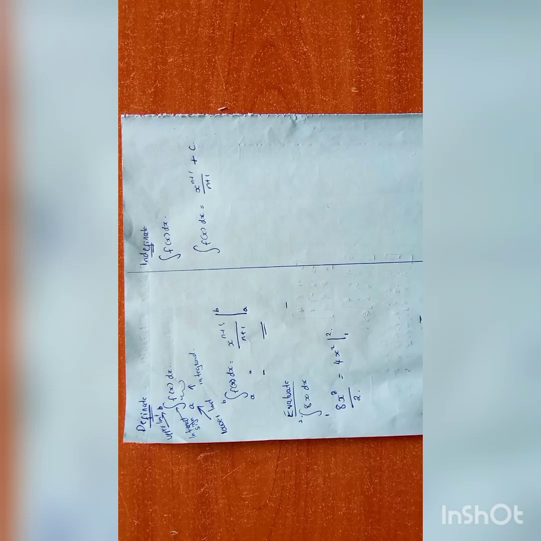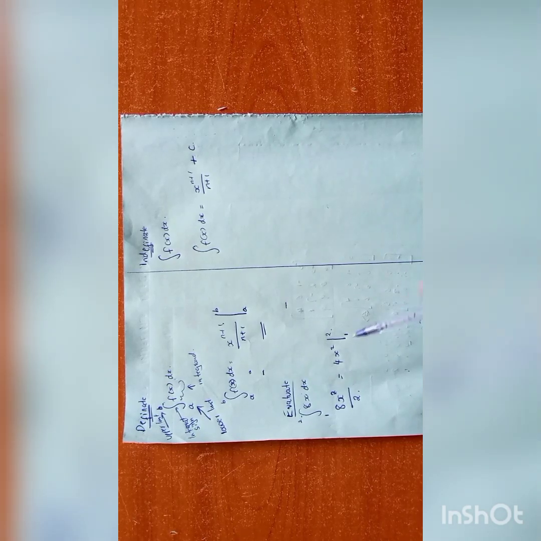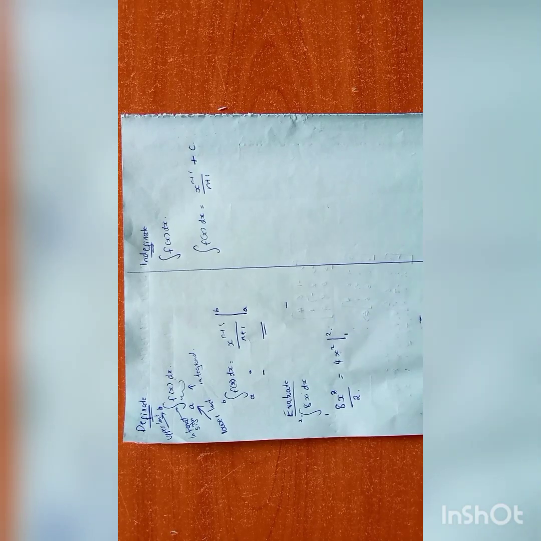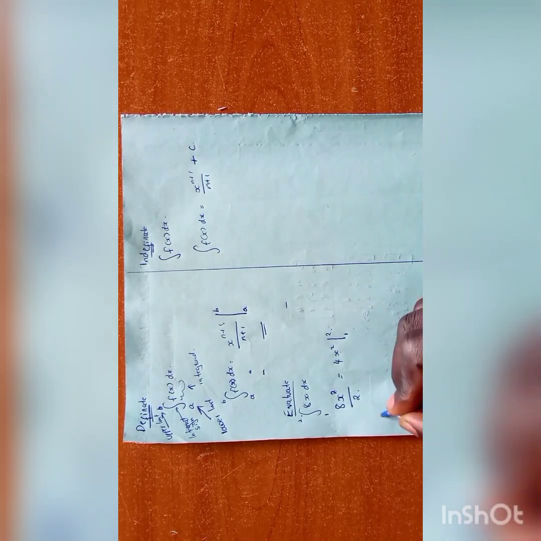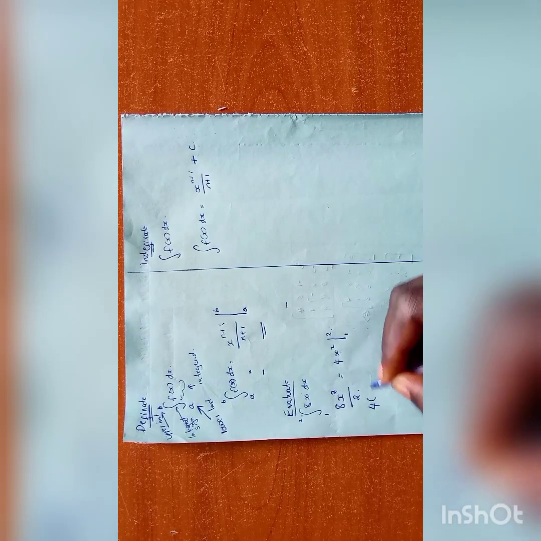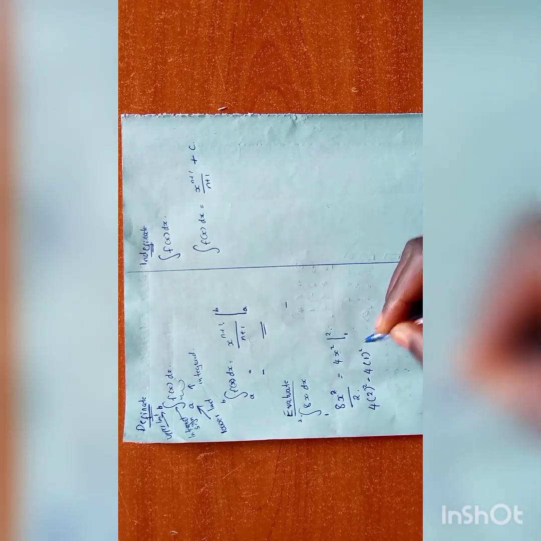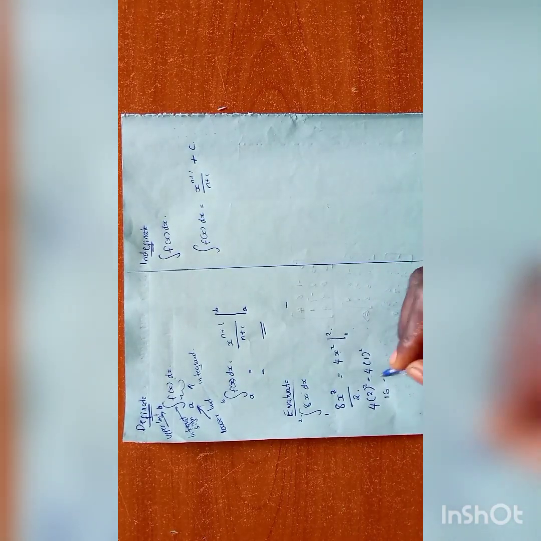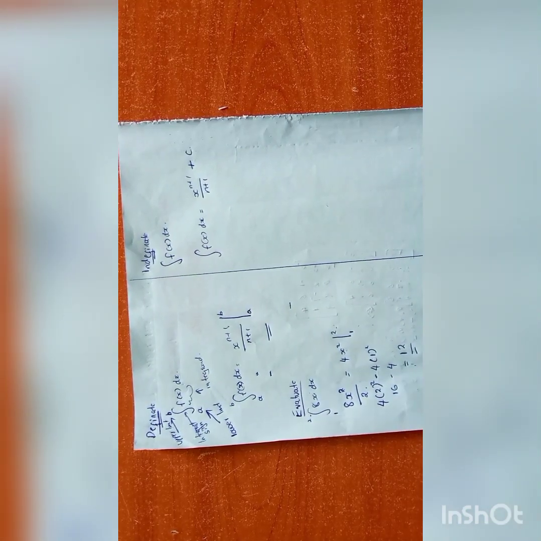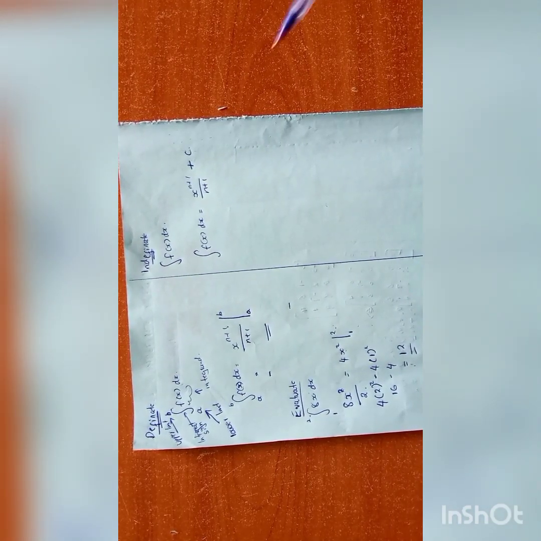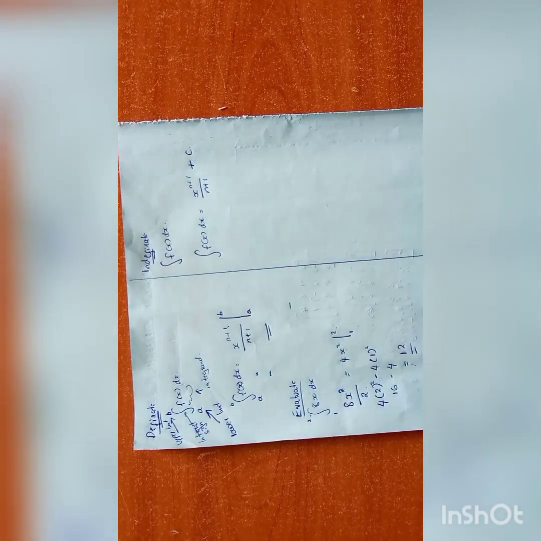To complete this, you replace x with the limits, starting with the upper limit, then the lower limit. You'll have 4 times the upper limit 2 squared, minus 4 times the lower limit 1 squared. This is 16 minus 4. You'll have 12 as your answer. So you see, when you integrate a definite integral, you'll have a number as a result.